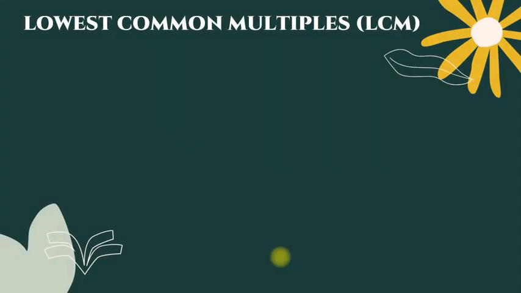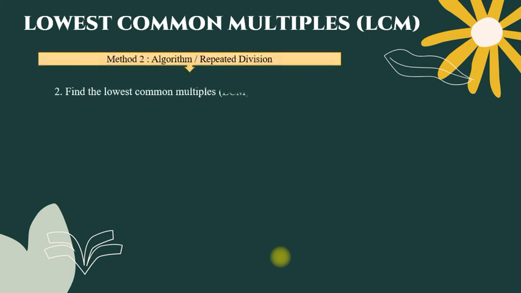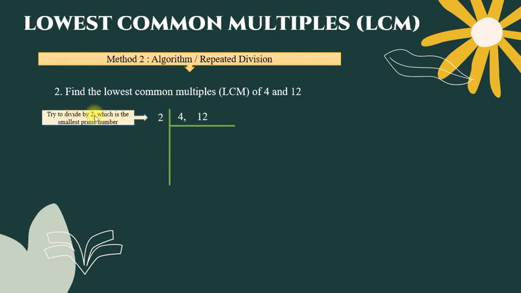Method 2, algorithm or repeated division. Find the lowest common multiple, LCM, of 4 and 12. You use repeated division: put the numbers 4 and 12 here and divide by a prime number, starting with 2, the smallest prime number. 4 divided by 2 is 2, written below. 12 divided by 2 is 6. Now we divide again by 2. 2 divided by 2 equals 1, and 6 divided by 2 equals 3.